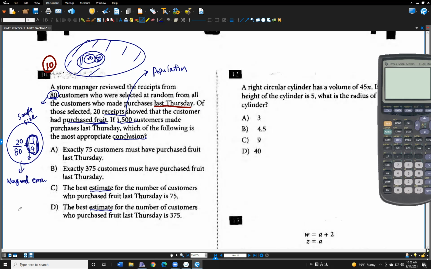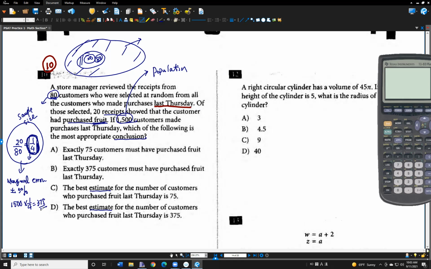There's the error percent. That means this data is not the exact value for the entire population. Usually the marginal error accepted is plus or minus 5%, isn't it? Well, sometimes more than 10%. Is it okay? So using this one, exactly what? 1,500 times 1/4 is what? 375 customers might purchase the fruit, right?